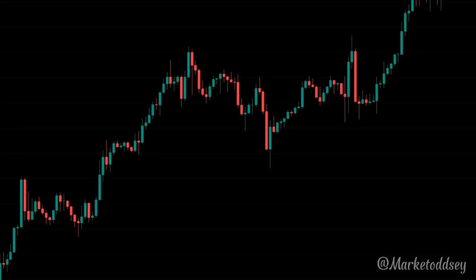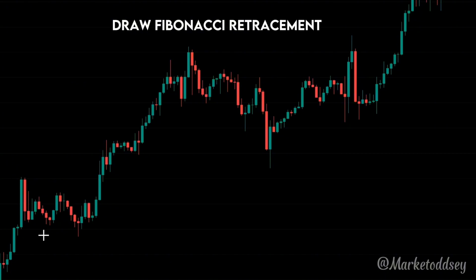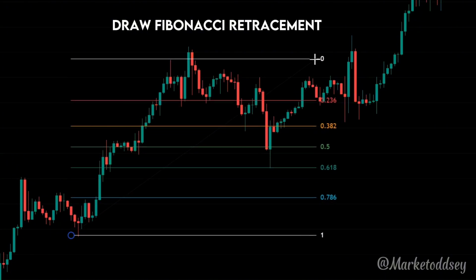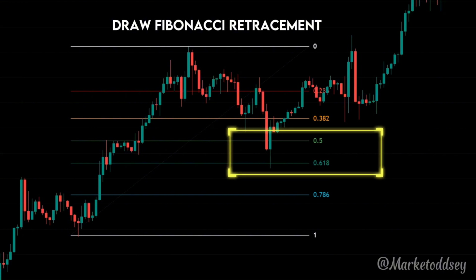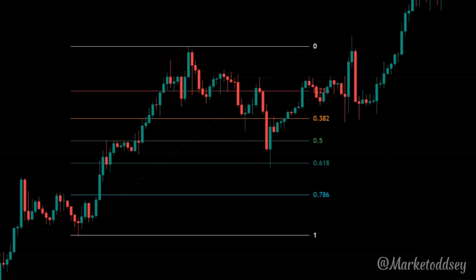Step 3. Draw Fibonacci retracement correctly. Uptrend, anchor the tool at the swing low and drag it to the swing high. Downtrend, anchor at the swing high and drag to the swing low. This mechanical approach removes guesswork. The golden zone, 0.5 to 0.618, becomes your focus area for entries.